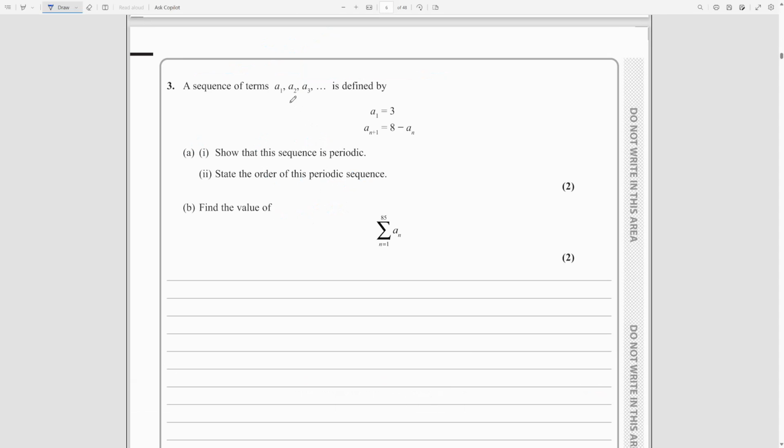Question 3. A sequence of terms A1, A2, A3 and so on is defined using this. So we've got a term by term definition here, a recurrence relation. Show the sequence is periodic. That means it repeats. So let's just work out a few terms. The first term is 3. The next term is 8 minus the previous term, which is 5. The next term is 8 minus the previous term, which is 3. And we've got repetition, right? It's just going 3, 5, 3, 5, and so on.